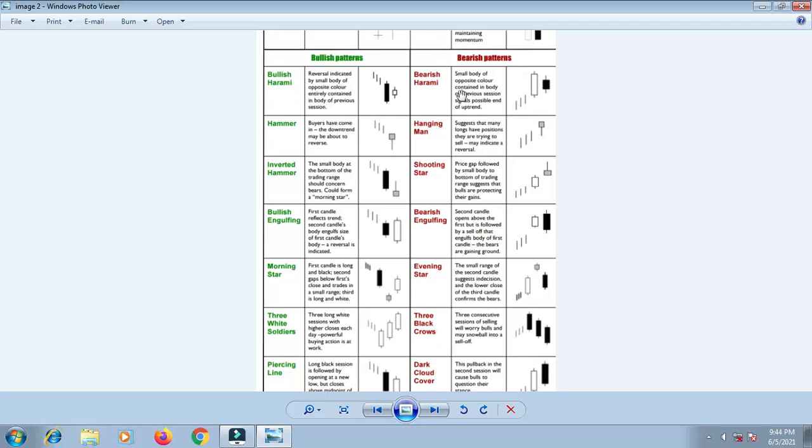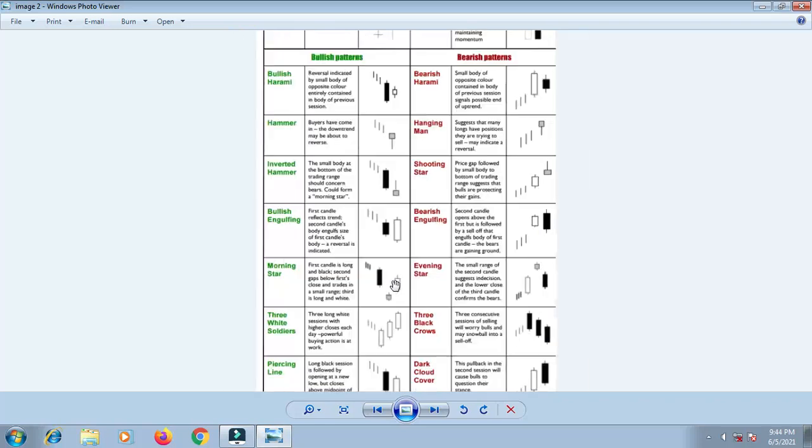Each of these patterns is the opposite of the other one. Bullish harami, its opposite is bearish harami. Hammer, its opposite is hanging man. Inverted hammer, its opposite is shooting star. Bullish engulfing, its opposite is bearish engulfing. Morning star, evening star. Three white soldiers, opposite three black crows. Piercing line, opposite dark cloud cover.